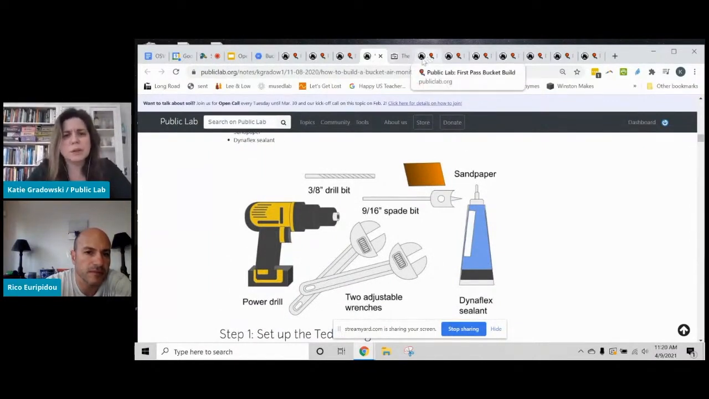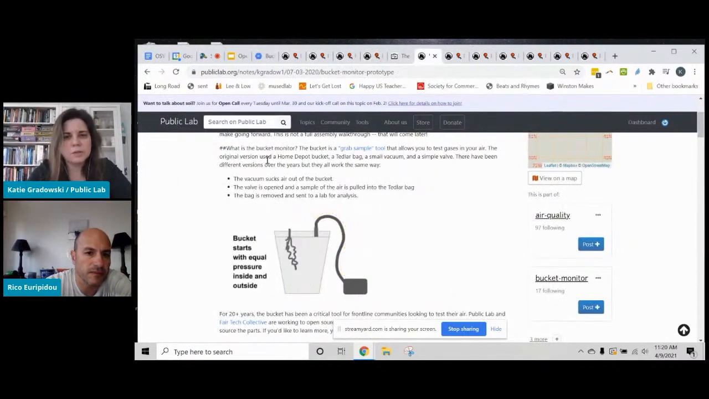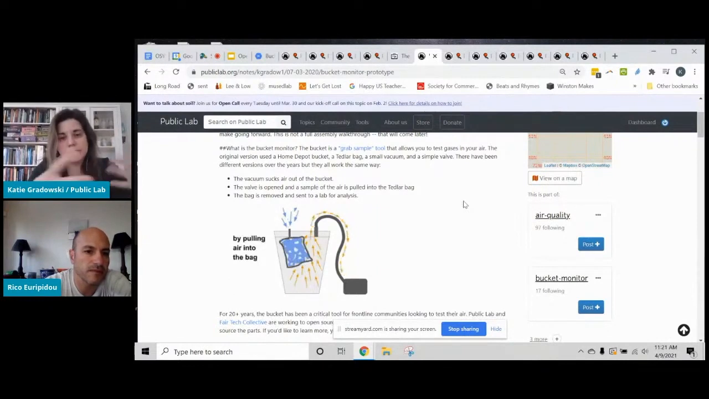Just to give you a quick snapshot of how it works, if you're familiar with the idea of an iron lung, it's basically the same thing. You have a sealed container, you have a pump, you have a Tedlar bag in the container, and that Tedlar bag will pull air from wherever you are and capture it so that you can send it off to a lab. And this is powerful because it's literally the air that you're breathing. You get a sample of the air that you're breathing and you can test it to see what's in that air.